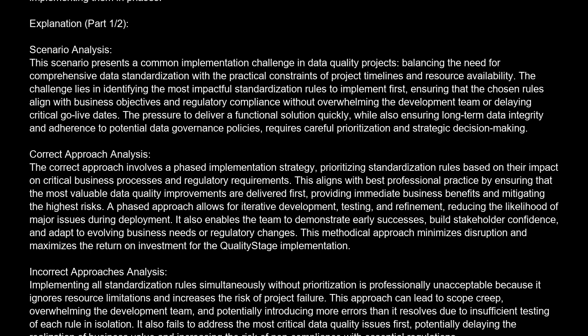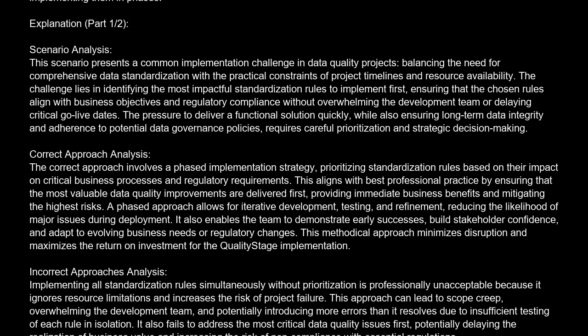The pressure to deliver a functional solution quickly, while also ensuring long-term data integrity and adherence to potential data governance policies, requires careful prioritization and strategic decision-making. Correct approach analysis. The correct approach involves a phased implementation strategy, prioritizing standardization rules based on their impact on critical business processes and regulatory requirements.